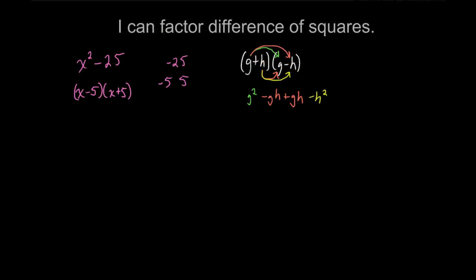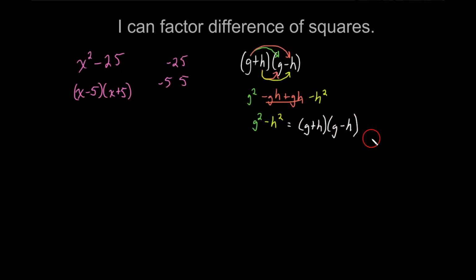And we'll notice that in this polynomial now, these middle two terms, negative gh plus gh, would cancel each other out. So what we'd be left with would be g squared minus h squared. So if we were to compare that to what we started out with, we'd see that this right here, if we were to factor it out, or undo the FOILing, would factor into g plus h times g minus h.